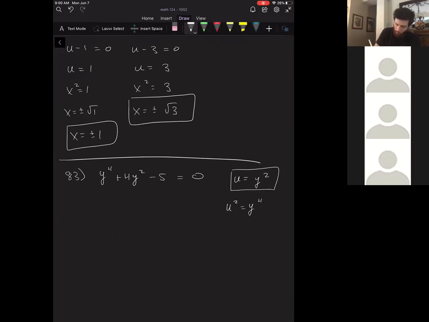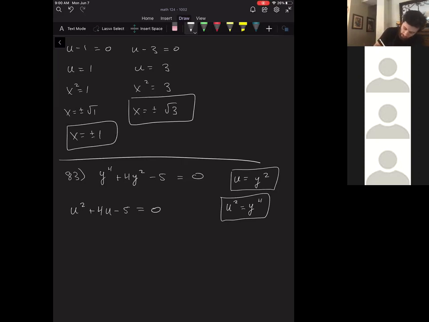Here's a y to the 4th power. We know that y to the 4th power is u squared. So this is going to be u squared plus 4, we know y squared is u, and then minus 5 is equal to 0. So now we're just in the au squared plus bu plus c is equal to 0 form. We could try to factor this, but we need to find numbers that multiply up to minus 5 and add up to positive 4.